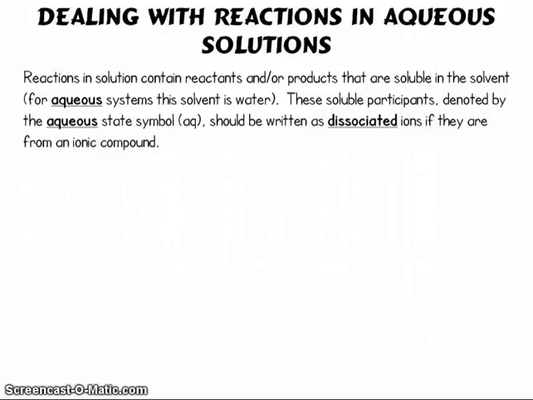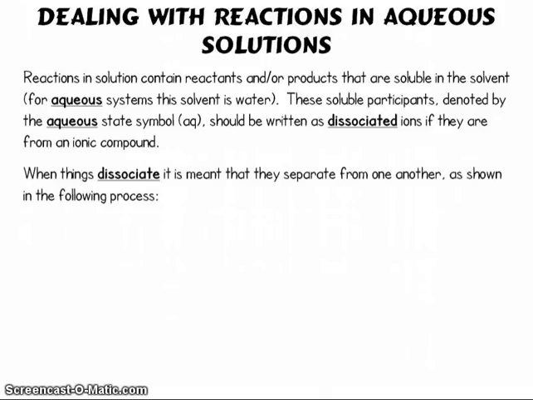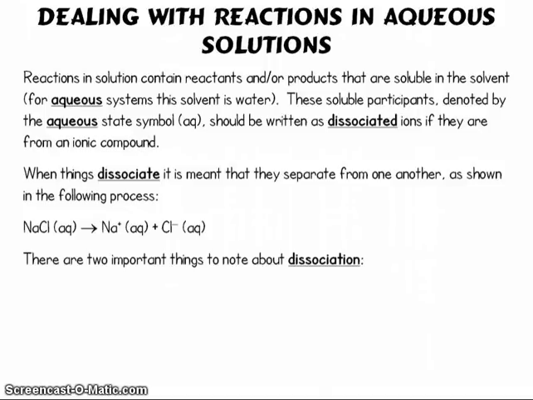These soluble participants always have, in a water system, the symbol AQ and should be dissociated if they're from an ionic compound. When they dissociate, they separate from each other, like we said before, but here's an example of that. NaCl aqueous is really more aptly written as Na+ Cl−, both aqueous. Those ions are surrounded by water and are no longer in contact with each other.